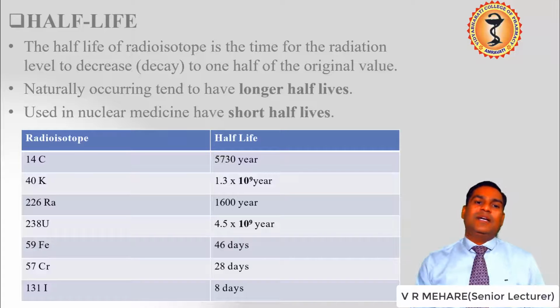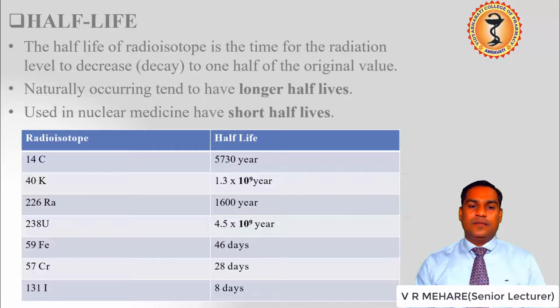Now we discuss the half-life. The half-life of a radioactive substance is the time for the radiation level to decrease to one half of the original value. It means that half-life is the time taken by the radioactive substance to decay to half of its initial amount. It is denoted by T half. Naturally occurring radioactive substances tend to have a longer half-life, whereas radioactive substances used in nuclear medicine have a short half-life.